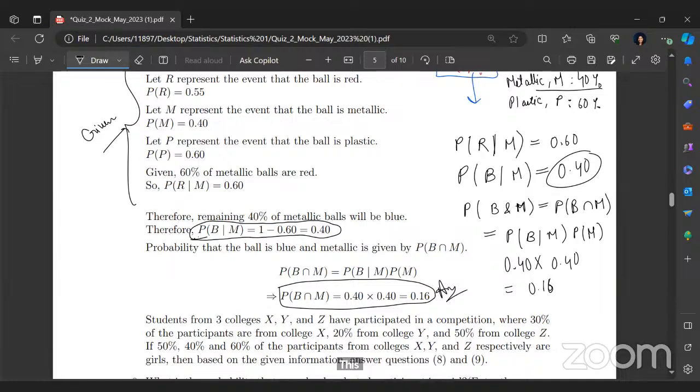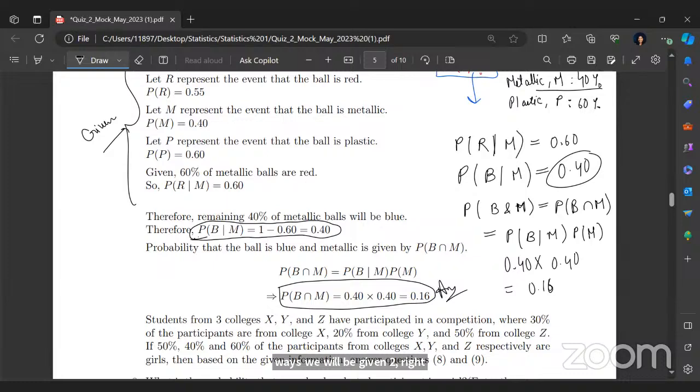Ma'am, in conditional probability there are three terms, right? One is the conditional one, one is the intersection, and one is the probability. So of the three, always two will be given, right? Two of them would always be provided.